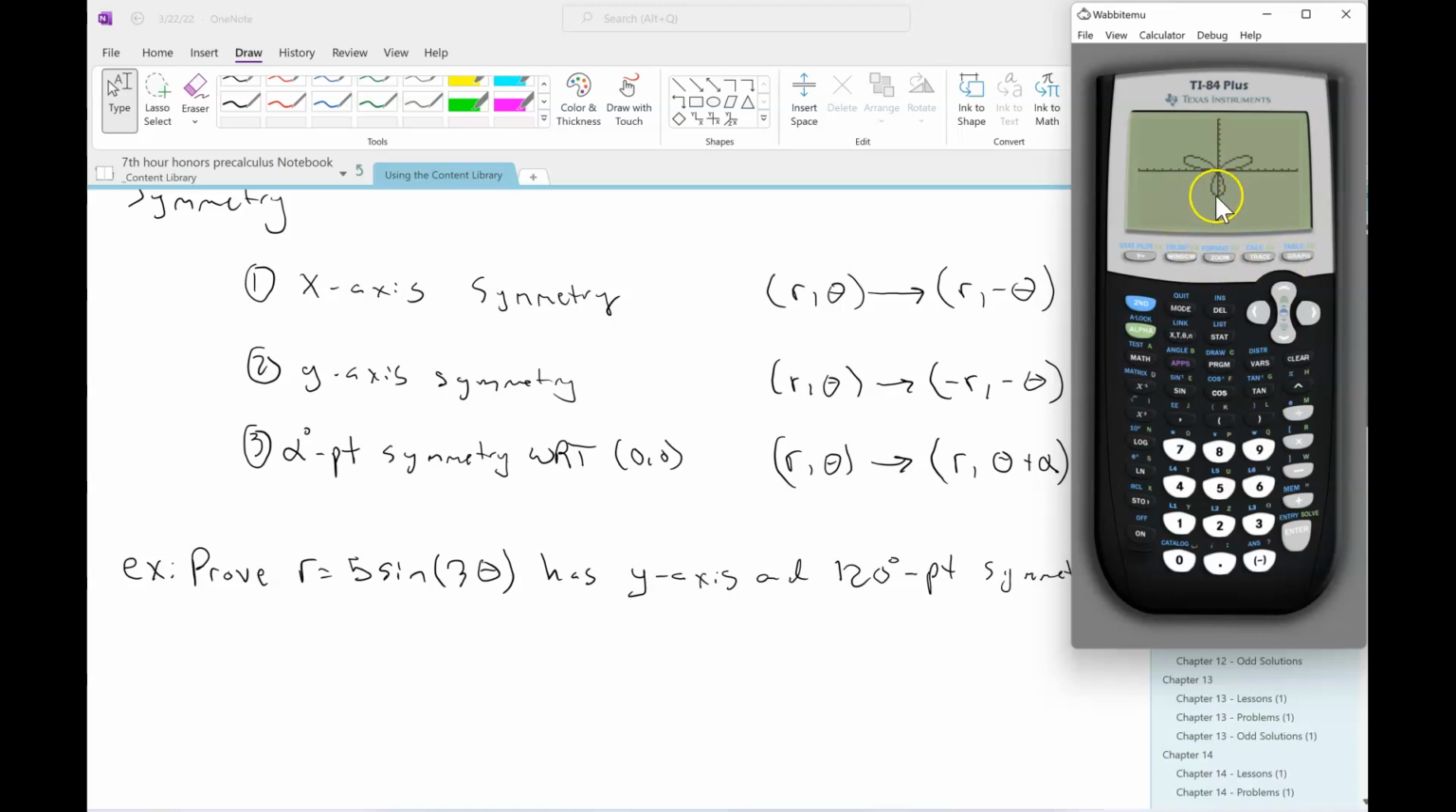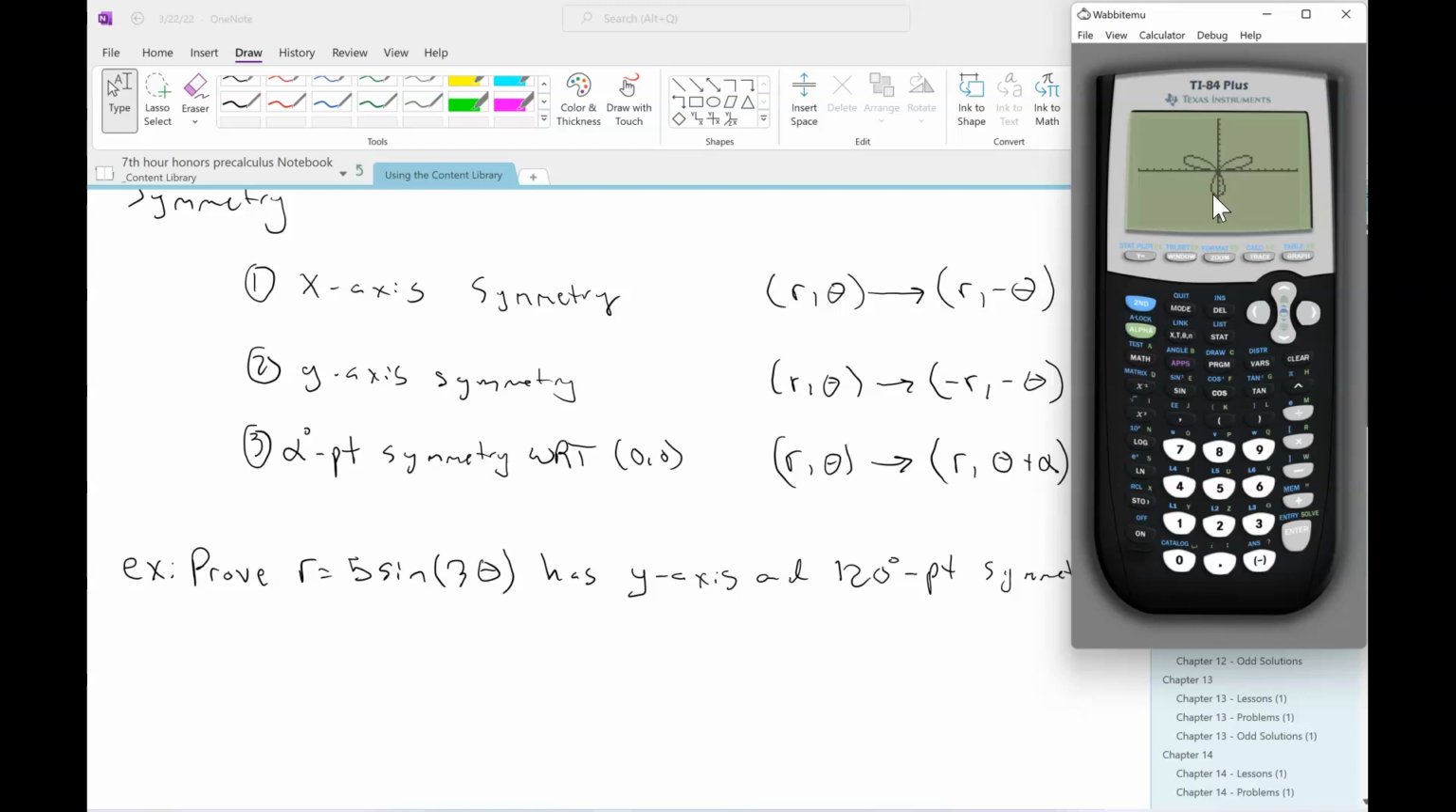And it's got 120-degree point symmetry because if I turn this flower 120 degrees, basically this petal is going to be in the same spot as that petal, and then that petal would be in the same spot as that petal, and then that petal would be in the same spot as that petal, and the flower would look identical if I just twisted it 120 degrees. Does everybody feel okay with that?